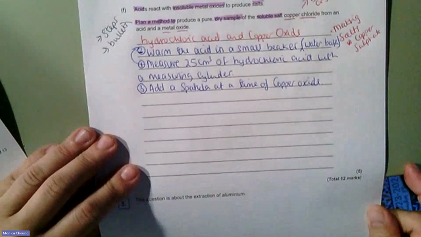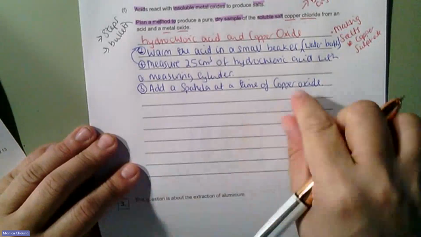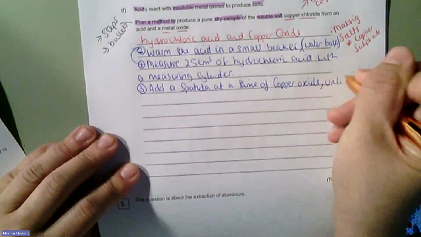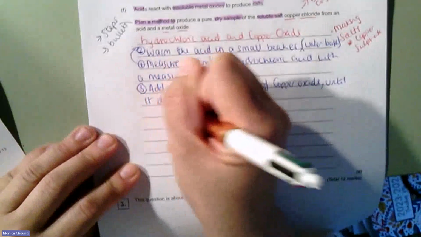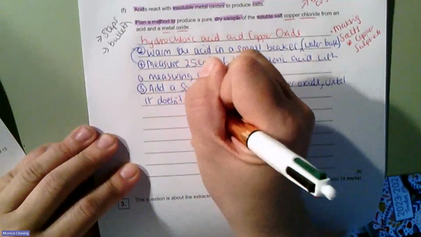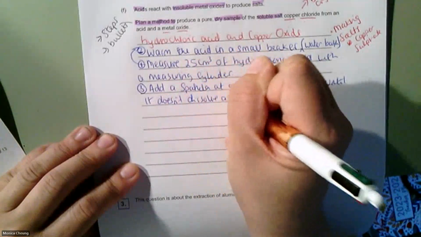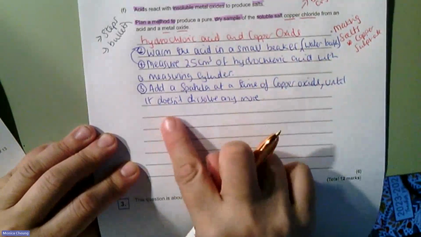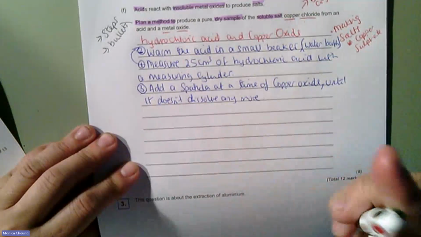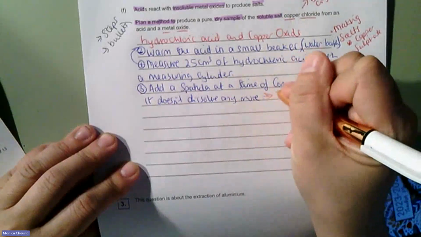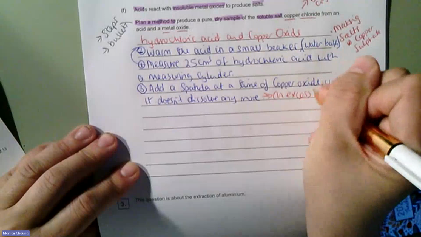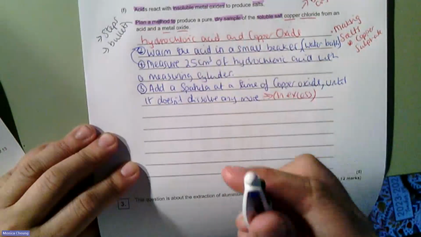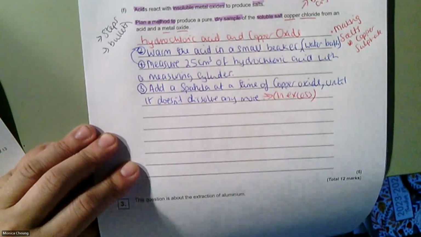Now it does say here in excess. So I need an excess of copper oxide. So add a spatula at a time until it doesn't dissolve any more. And that is in excess. So that itself is explaining what is in excess. And that's one part of the question. Now, the other part of the question, it mentions it wants a dry sample. So let's get back onto what we do next.